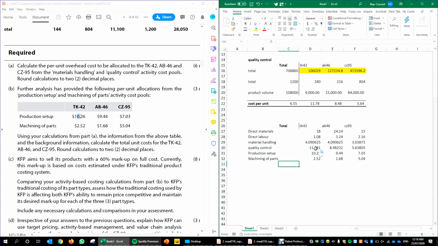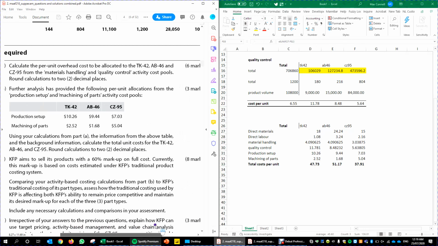So therefore we know the total costs per unit are going to be, let's sum up all of these figures here. Of course it says to round the calculations to 2 decimal places, so that's what we're going to do over here as well, just to make sure that we are following the question correctly. So that's how you answer part B and get full 3 marks there.